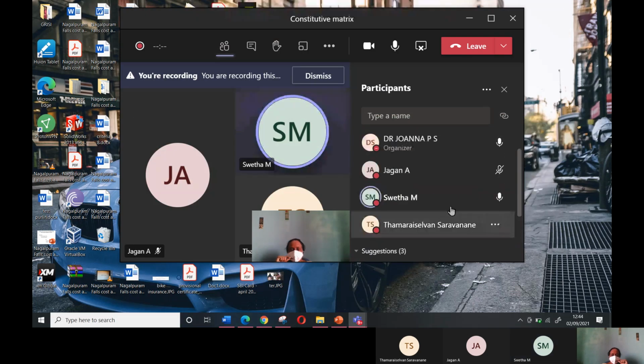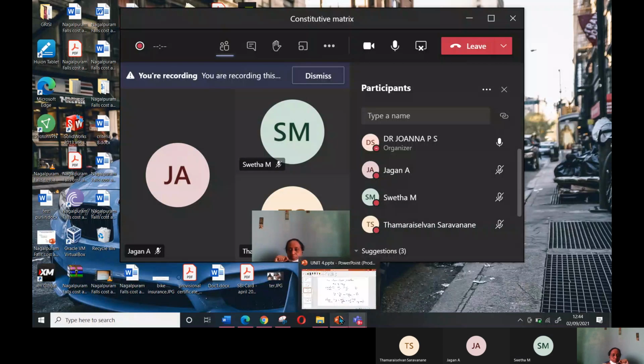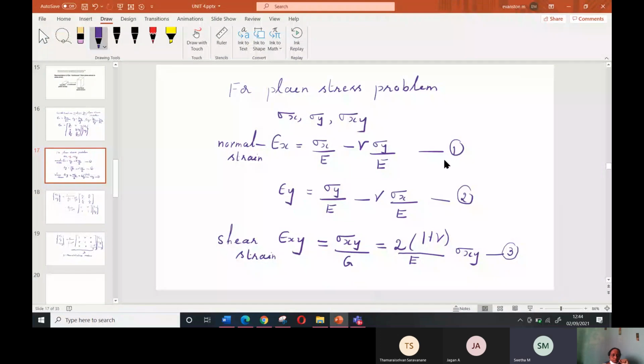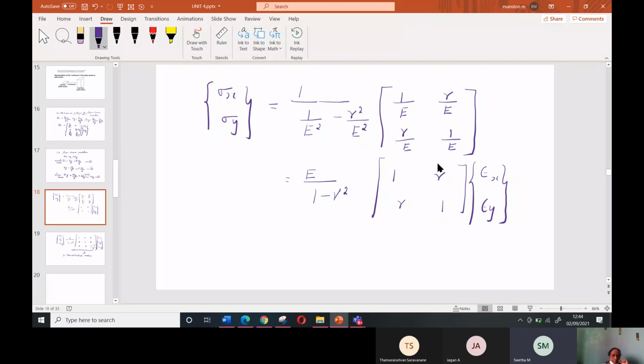Yeah. Solve it. Your voice is breaking. Did you solve this equation? You were able to solve it and get the answer? Yeah. Only I have given the answer. E by 1 minus mu square, [1 mu; mu 1]. Are you getting this answer? Matrix.